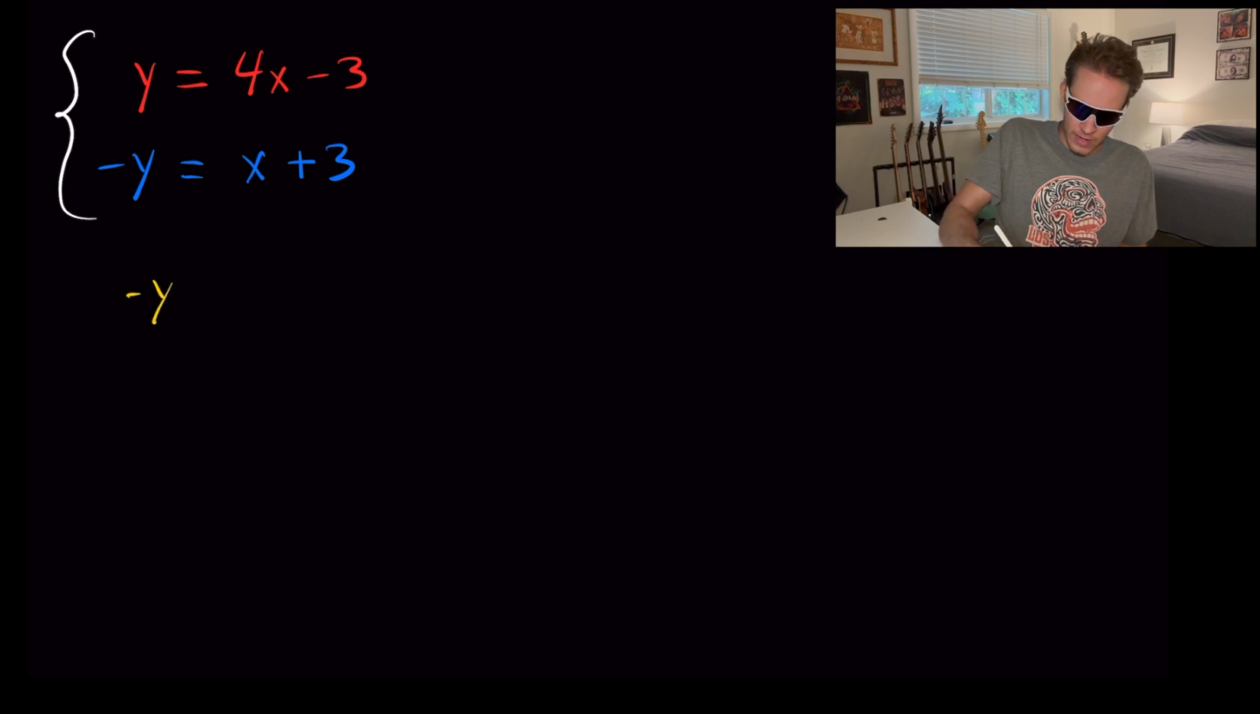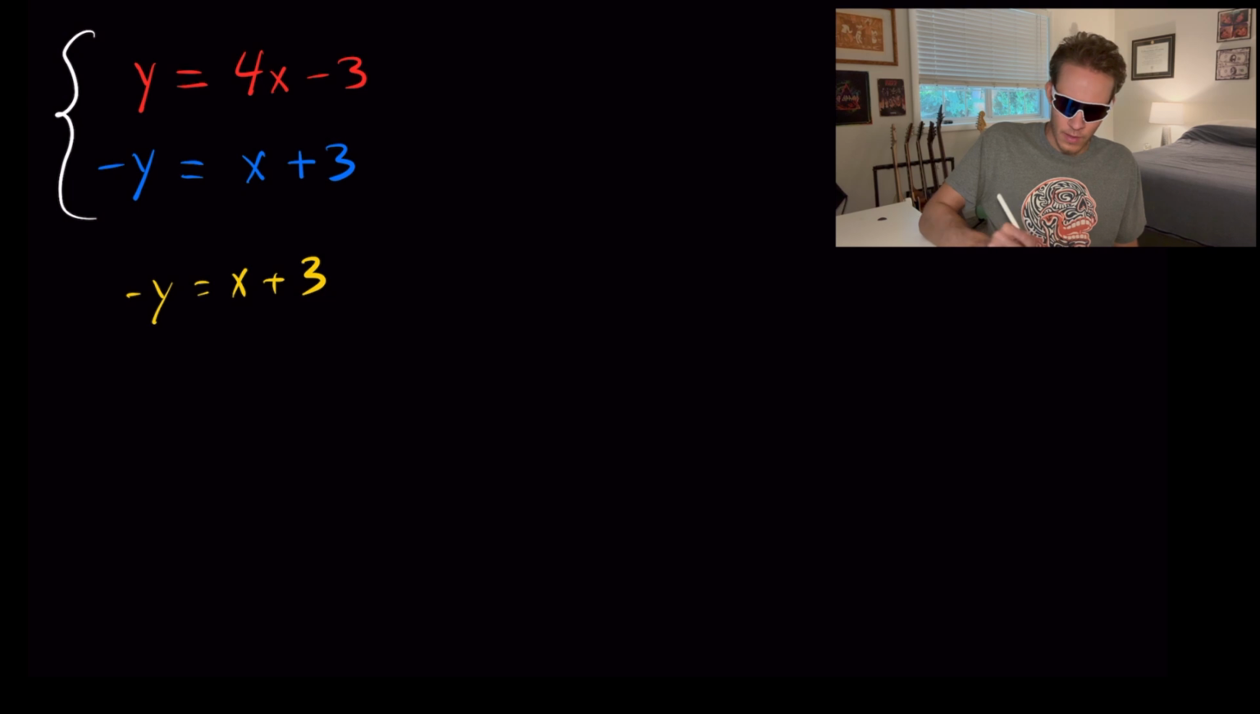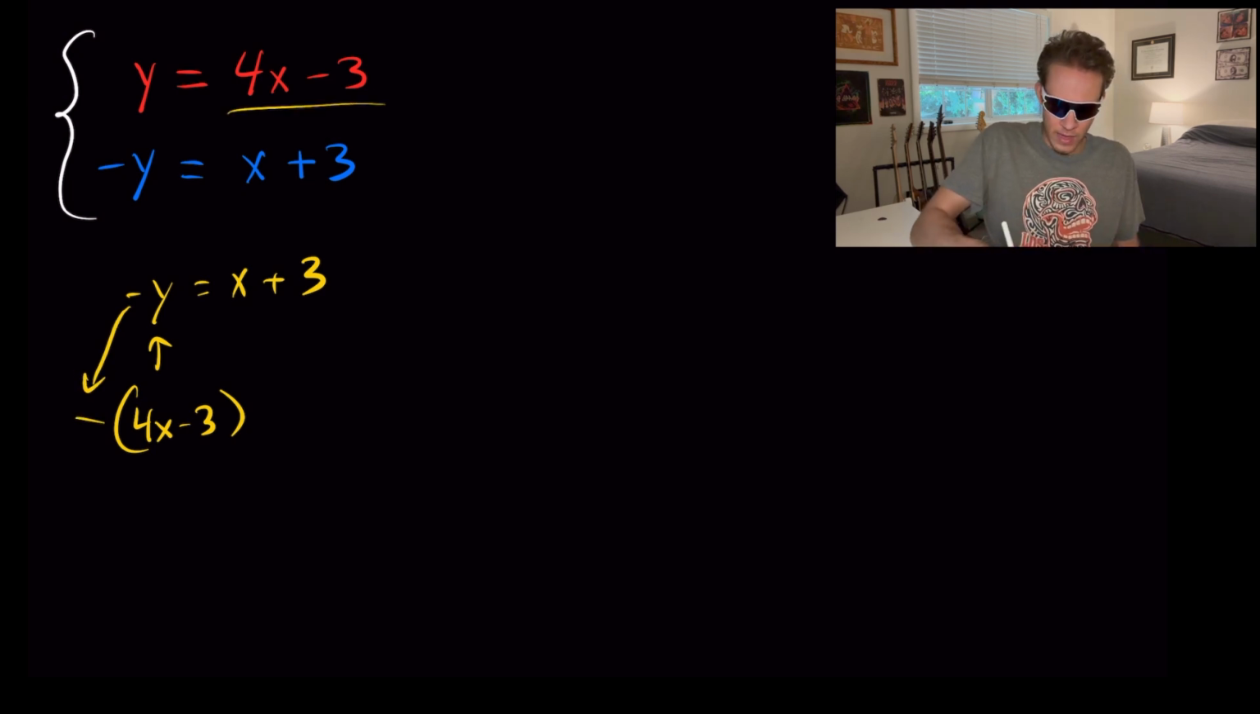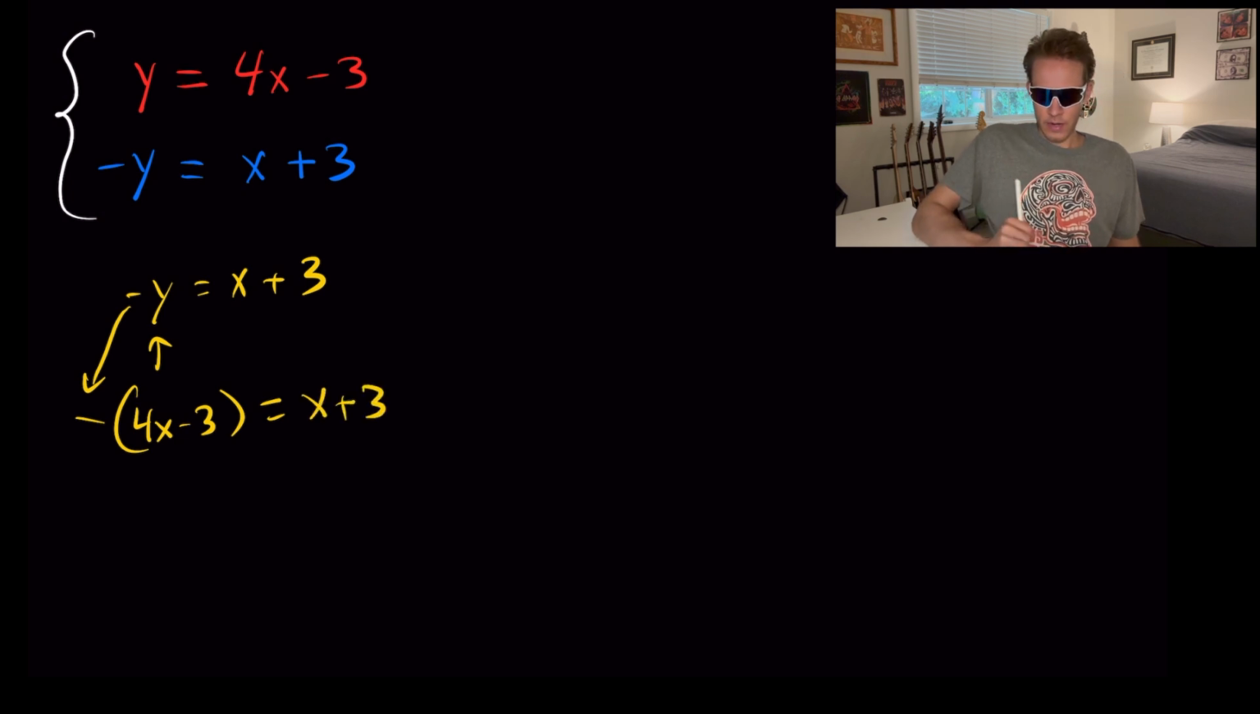I'm going to write that out. Negative y is equal to x plus 3. But I know that y is equal to 4x minus 3. So I'm going to replace that y with 4x minus 3. So 4x minus 3. But don't forget that negative sign. So throw that expression into parentheses and then put the negative sign out in front. And then finish the equation. Equals x plus 3.